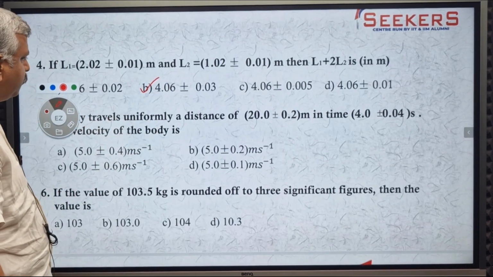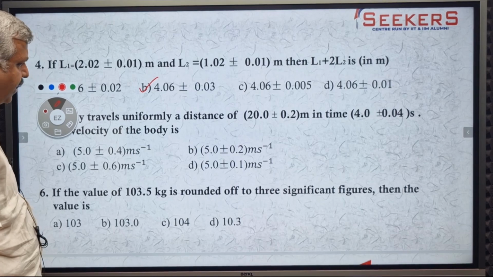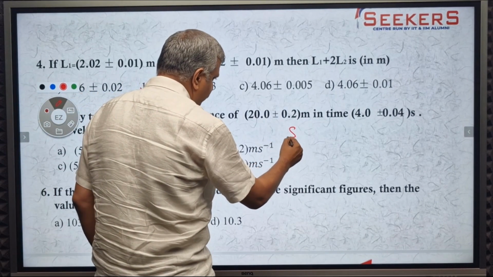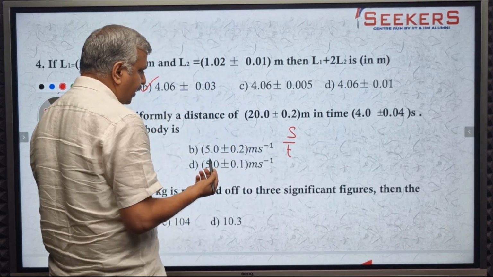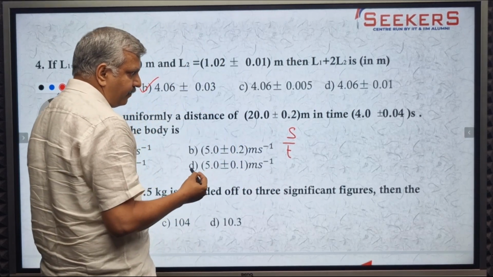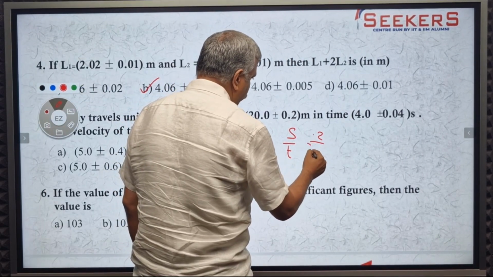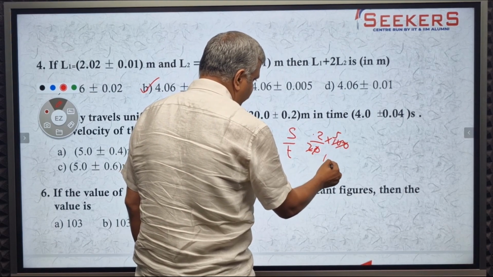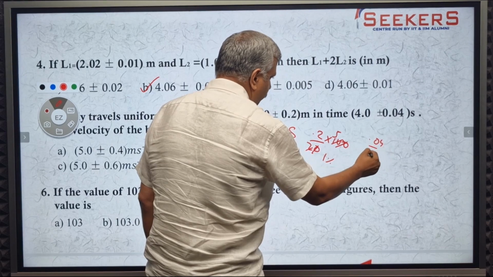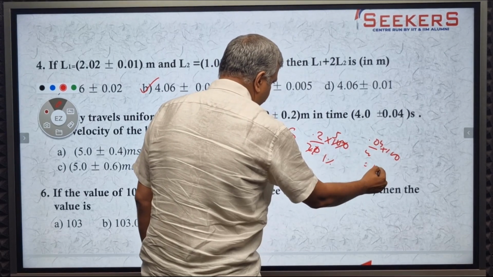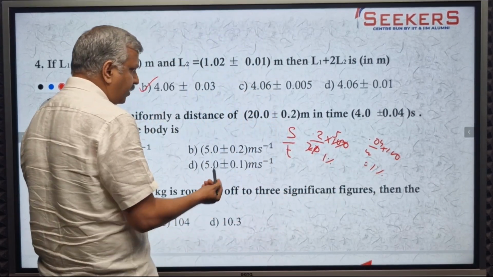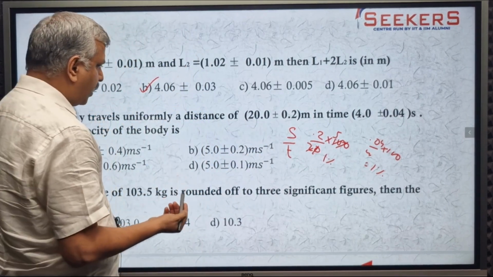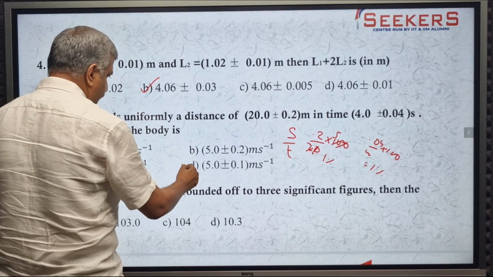Somebody travels uniformly a distance of this much in a time this much, then the velocity of the body is distance divided by time, but when you look at the error we work with relative errors. So relative error means 0.2 by 20 into 100, that will be equal to 1%. Here the error is 0.04 by 4 into 100, that is also 1%. So the net error is 2%. 2% of 5 is going to be 0.1. So the answer should be 5 plus minus 0.1.